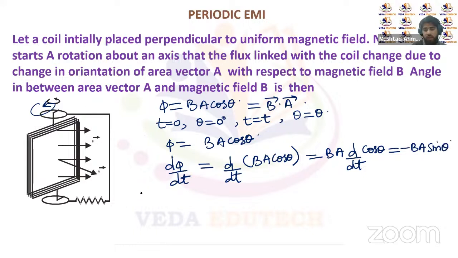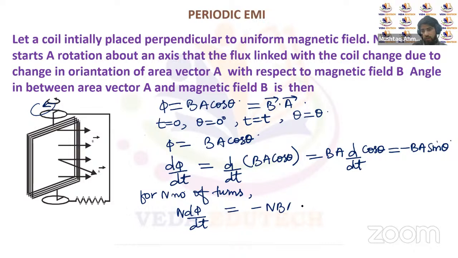Now let's suppose for n number of coils. You can see here in this coil there are n number of turns. For n number of turns, the flux will be n d phi over dt, right? That will be equal to minus NBA sine of theta, right?